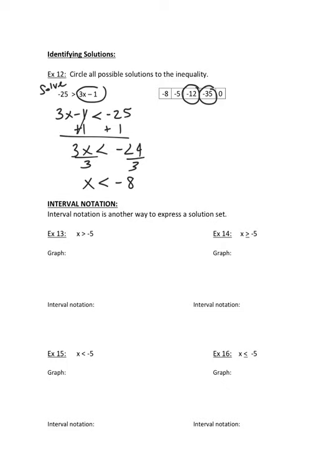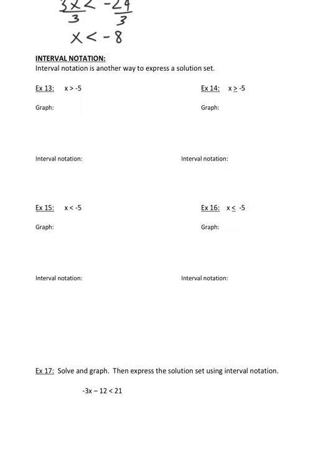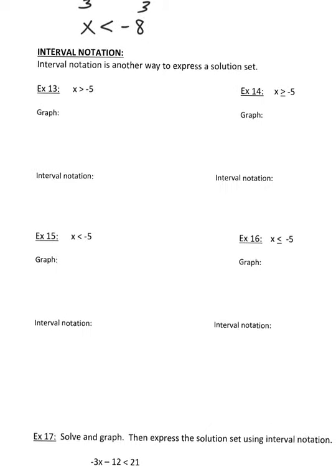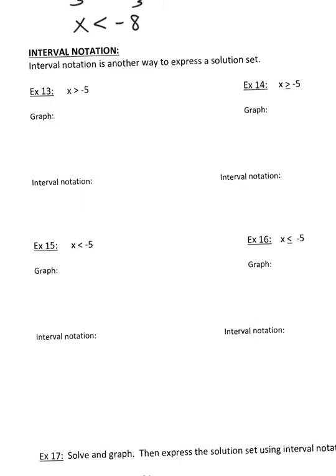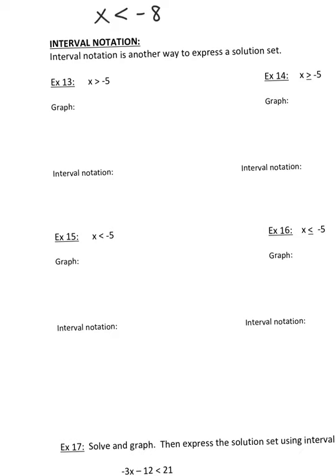And now we're going to move on to something new, and that is something called interval notation. Interval notation is a way of expressing a solution set other than a graph and the inequality itself. So, for example, in example 13, if you wanted to show x is greater than negative 5, we know that on a graph that means that we're looking at all numbers that are bigger than negative 5.